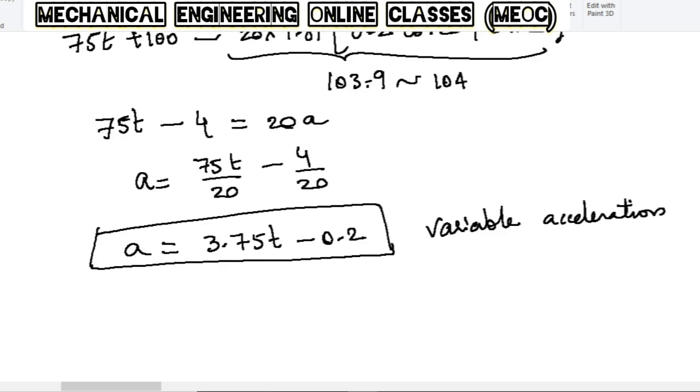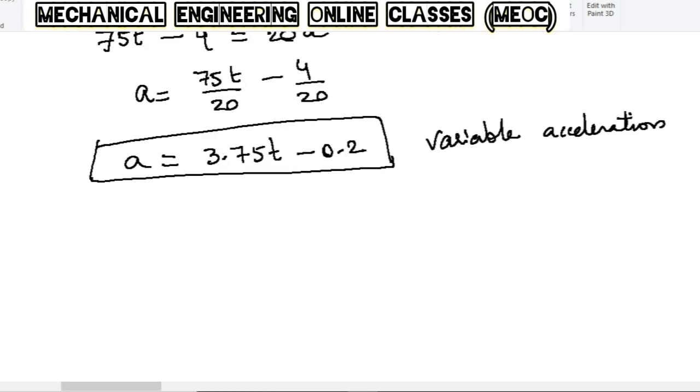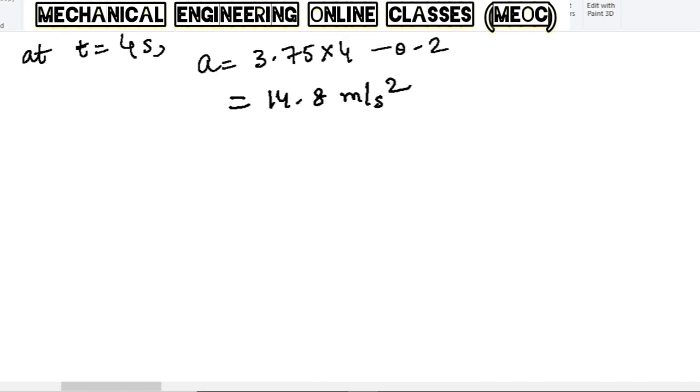So what is the question? We have to find the velocity and acceleration when t is 4 seconds. So when t is 4 seconds, substitute t as 4 in this equation, and we get 3.75 into 4 minus 0.2, so that will be 14.8 meter per second square. The question was to find acceleration and velocity when t is 4 seconds. We have found one of them. Now let us find the velocity.